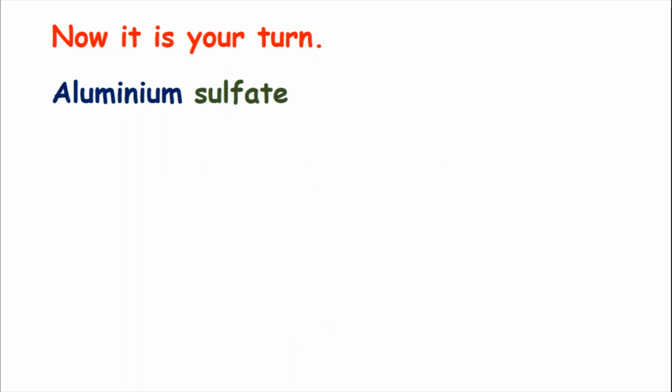Now have a go at another example, aluminium sulfate. Again, I will give you the ions involved in this. So we have Al3+ and SO4 2-. So again, pause the video, grab a piece of paper and have a go at this yourself.